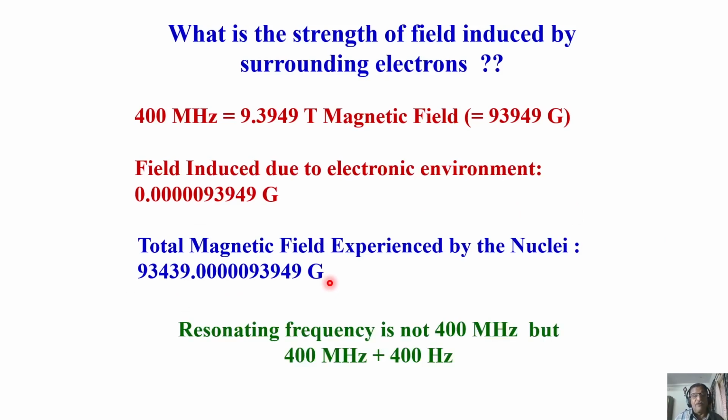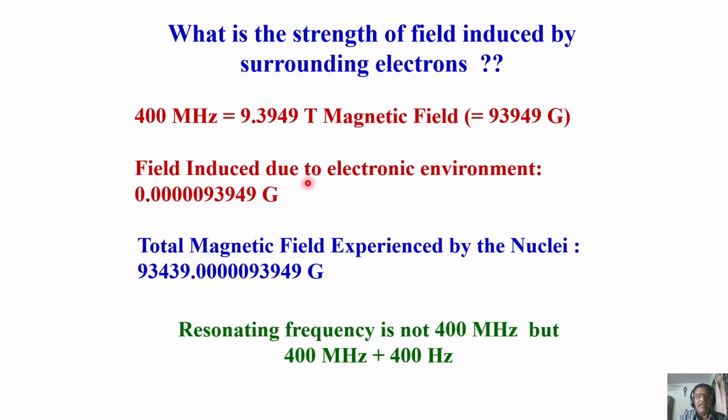But then what is going to happen? Your resonating frequency is not just 400 megahertz. 400 megahertz was for this field. The small field induced by the surrounding electrons adds to this main field. Of course, as I said, the induced field opposes. I will tell you more about it. I am taking the example here just for the addition of this value, just for the calculation purpose.